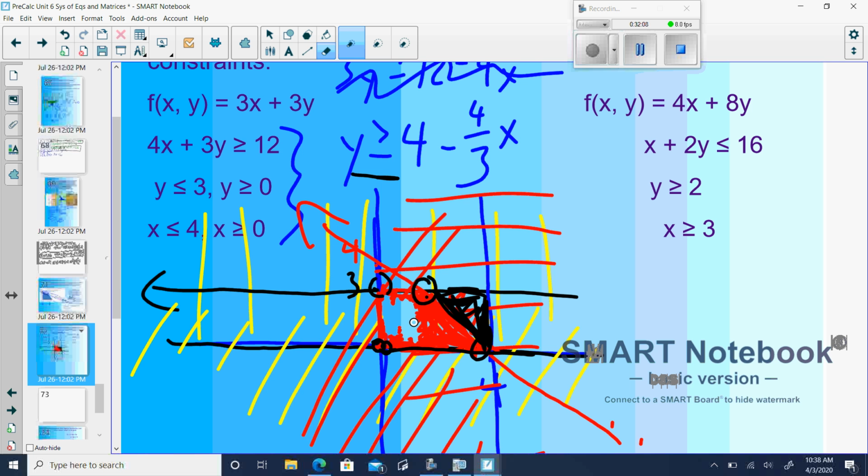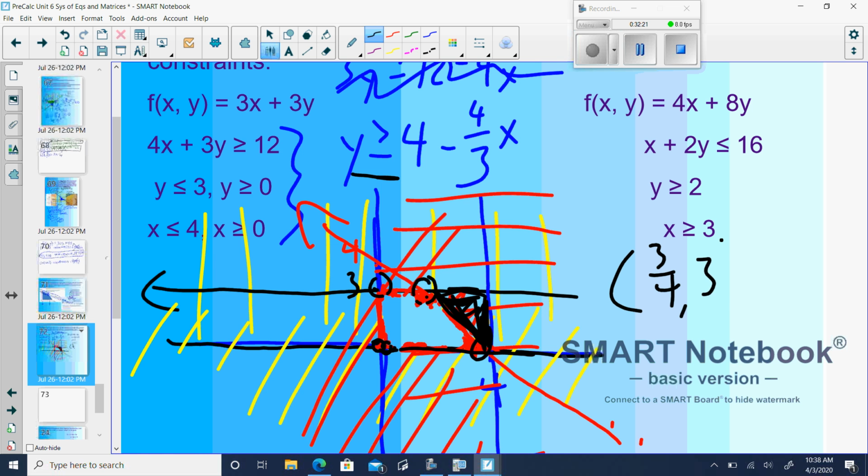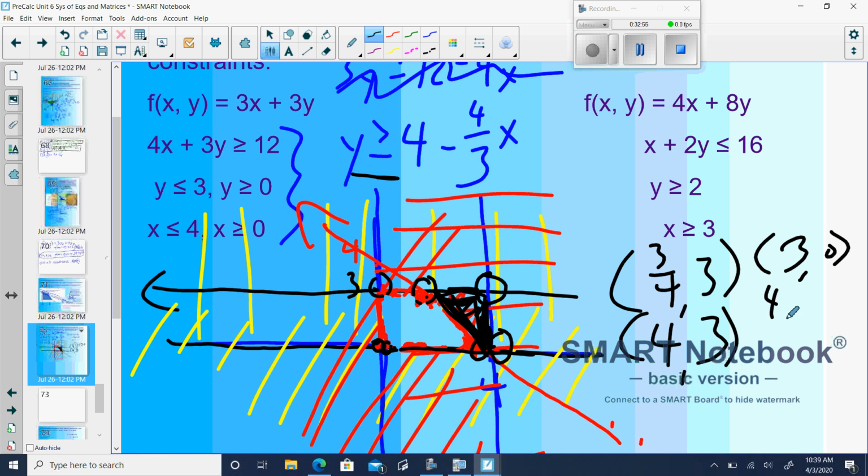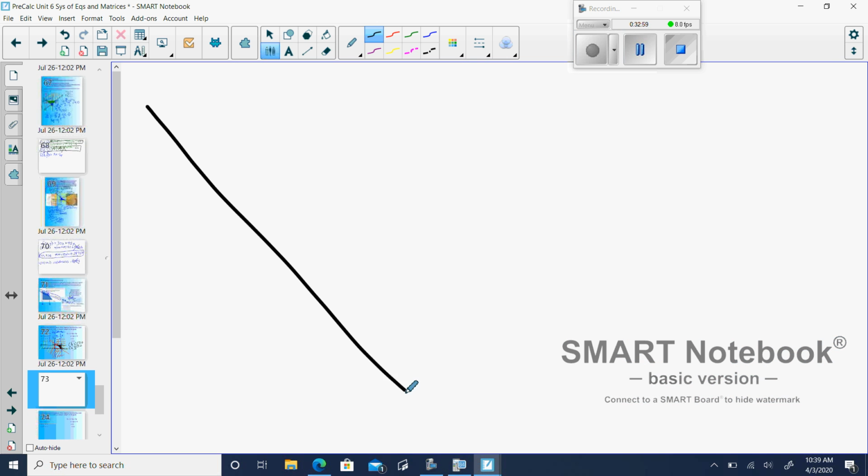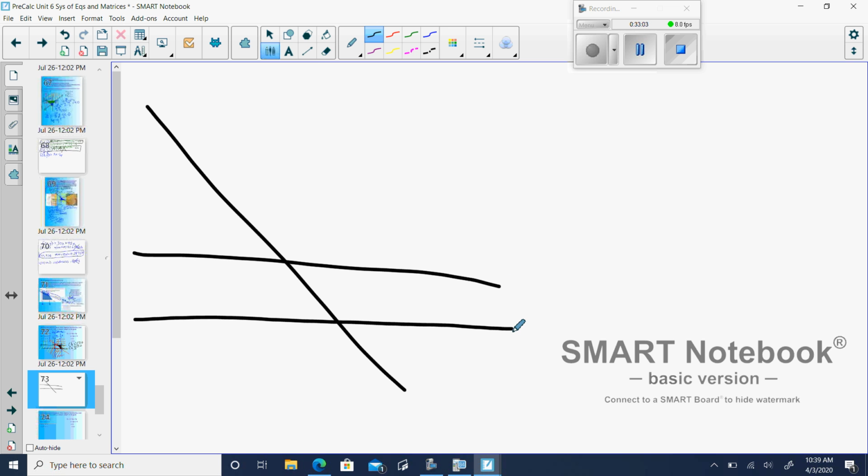So I'm looking at this, I'm like, wait a minute, what's going on? So it's just the other side. And that's actually pretty easy to get because we already have one of those, right? So we did that. We have our 3/4, 3 doesn't change. So over here at this point we have an x value of 4, a y value of 3. Then over this way, x was 3, so we had our 3, 0, and right out here we have 4, 0 as well. So we had all of our constraints. So we have 1, 2, 3, 4 points.